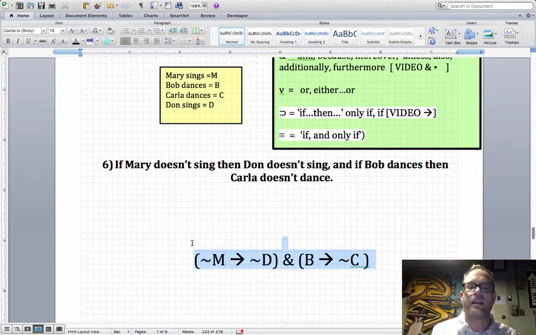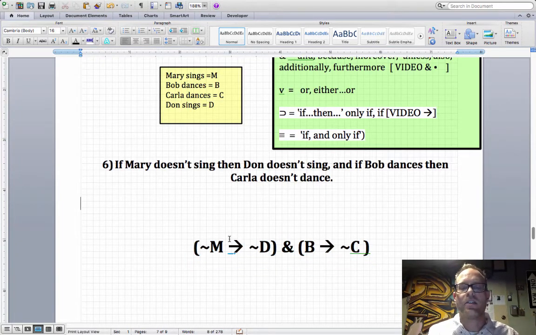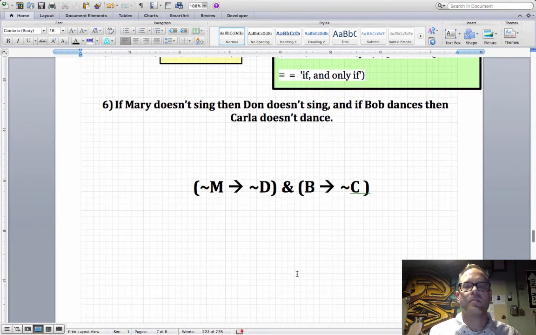This sentence is a huge conjunct. It is a conjunction of conditionals. That's what you would say. And in the conditional here, both the antecedent and the consequent are negated. But over here, the antecedent isn't negated, but the consequent is. Okay, on to number 7.